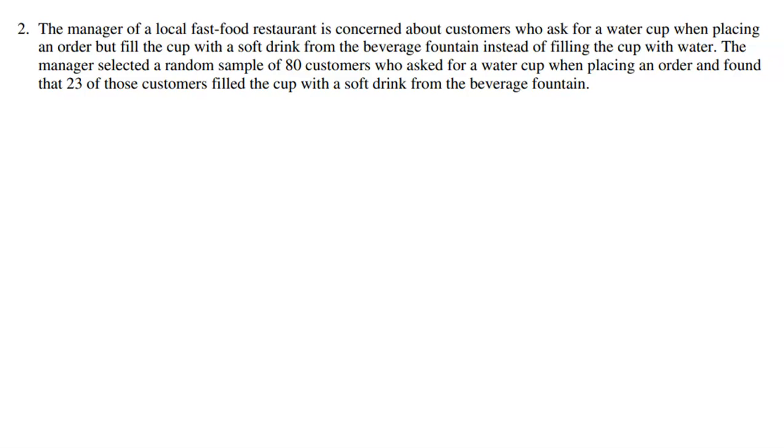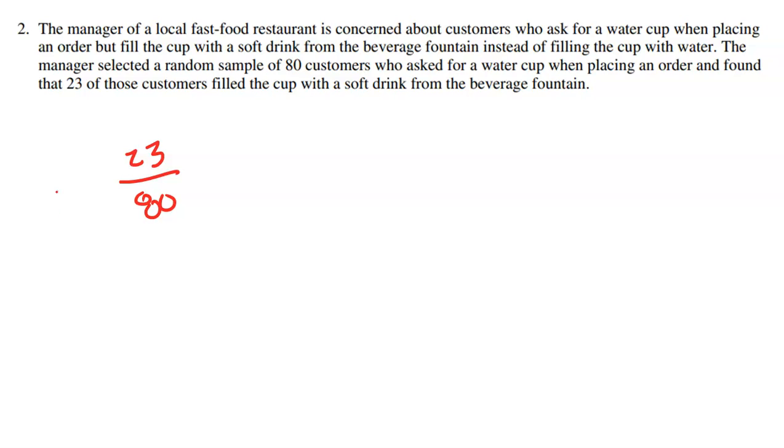So the manager selects a random sample of 80 customers who asked for a water cup when placing an order and found that 23 of those customers filled the cup with a soft drink from the beverage fountain. So we're clearly dealing with a proportion here, because we have 80 customers and 23 of those 80 did the unspeakable: ordered a water cup, but filled it with something such as a soft drink from the beverage machine.